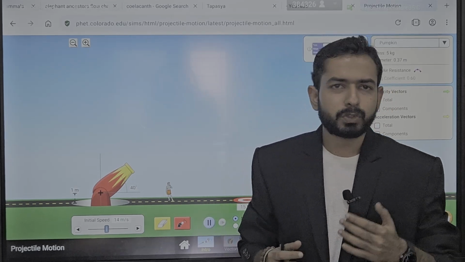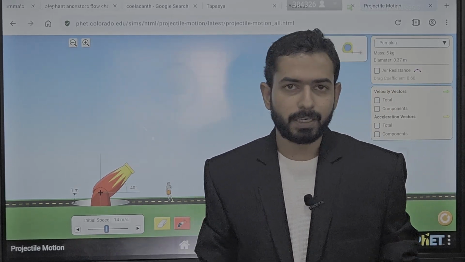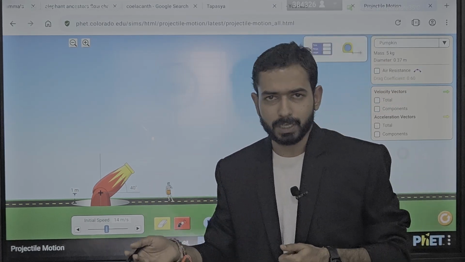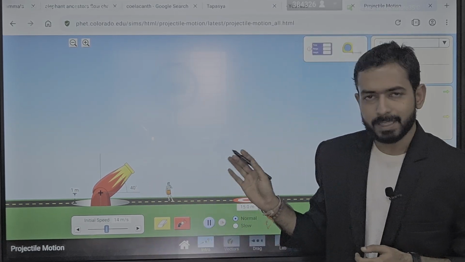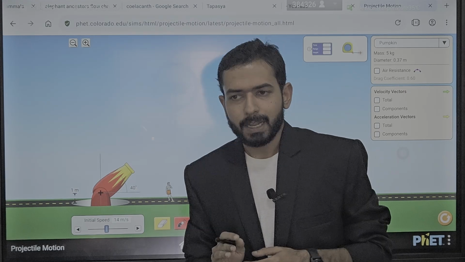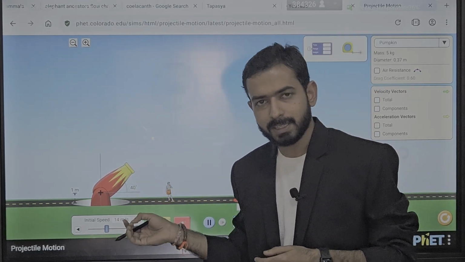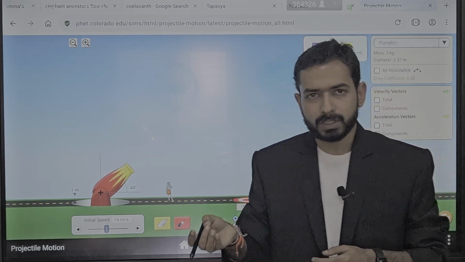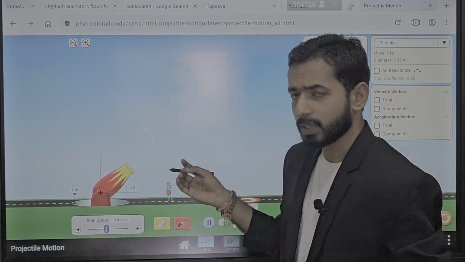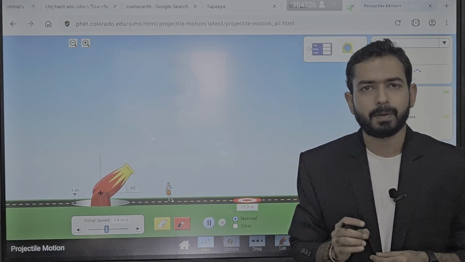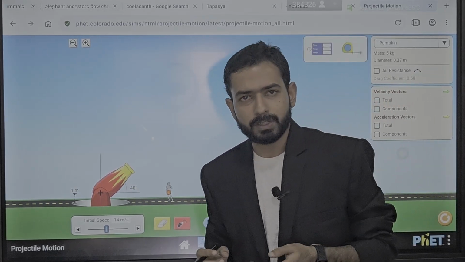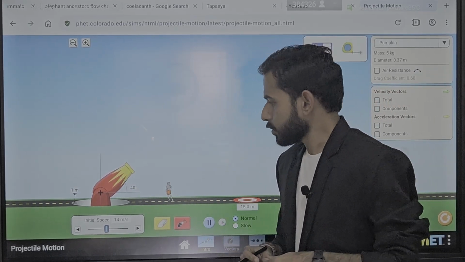Now, most of you would have already studied this topic, and some of you are going to study it. This simulation will help both of you. For those who have already studied, it will give a very practical approach to the questions, and for those who are going to study this topic, it will give a lot of curiosity about the concepts of projectile motion, and you know that knowledge always comes from curiosity. So let's start this topic.